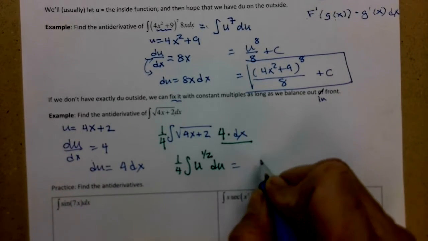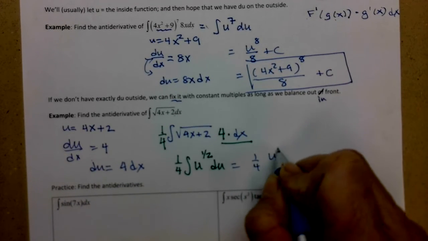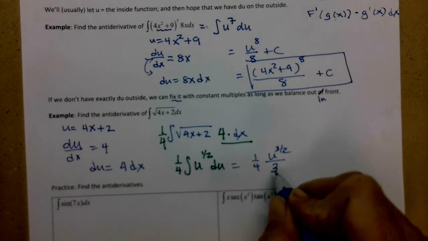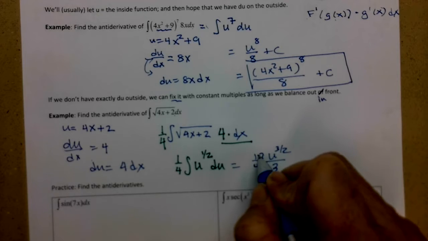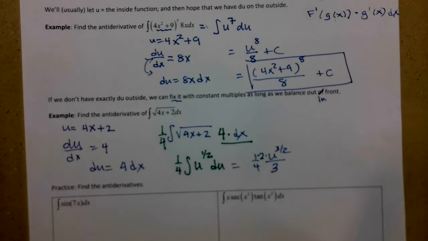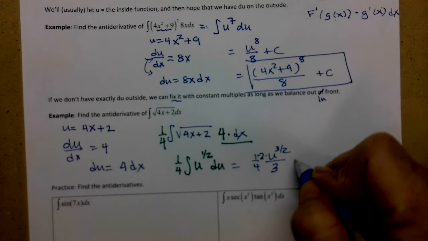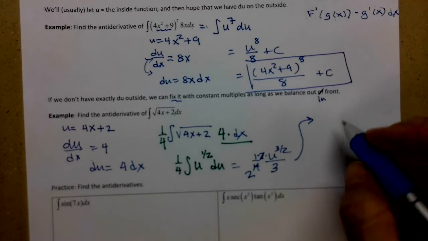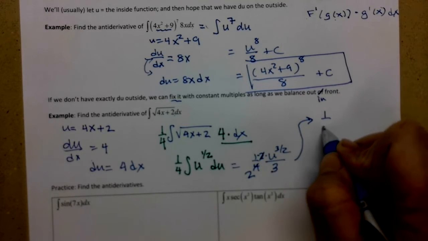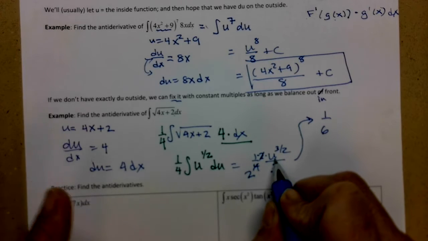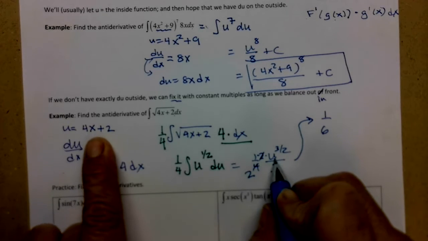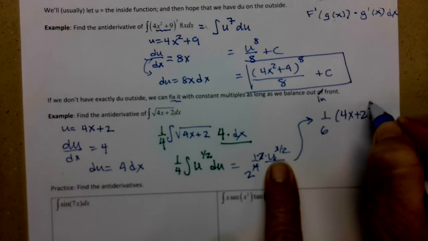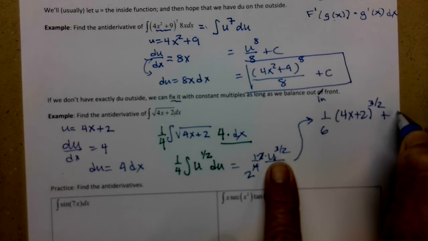Here we go then, power rule. 1/4 u to the 3/2. Remember how I do this? Divided by 3 goes on the bottom. The 2 ends up popping up top, multiplying. I'm not going to put the plus c until I'm finished. Again, back up here, go ahead and reduce. So what do I have? A 1/6 on the bottom, and then u. Now I'm going to go to x's. u is the same thing as 4x plus 2 to the 3/2 plus c.